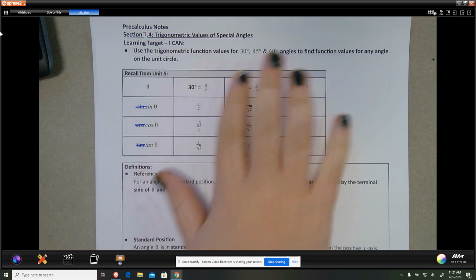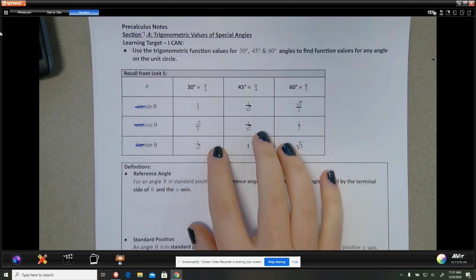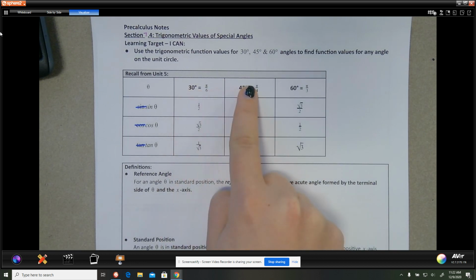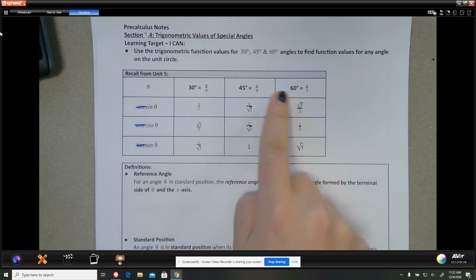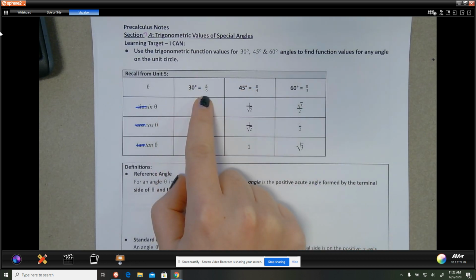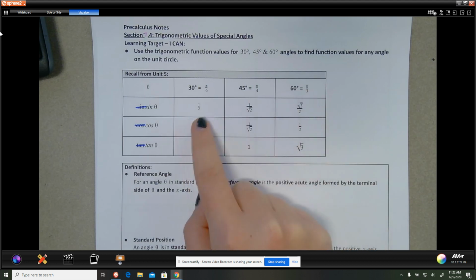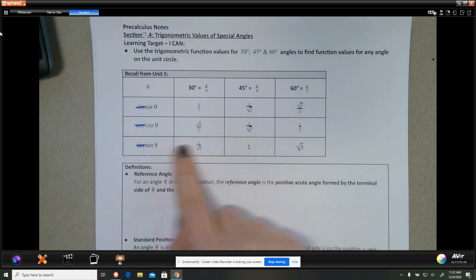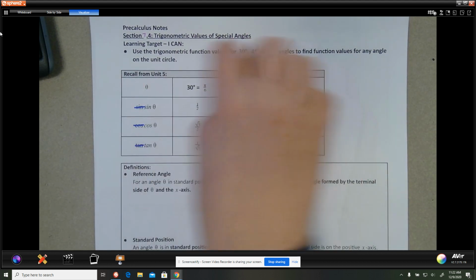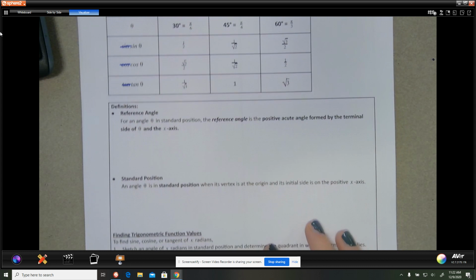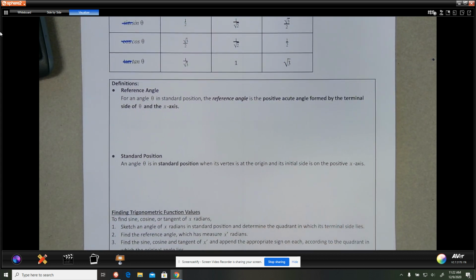But I just started off by giving you, recall that these are values from the unit circle for 30 degrees, 45 degrees, and 60 degrees. And then I wrote what they correspond to in radians. So this is pi over 6 radians, pi over 4 radians, and pi over 3 radians. And here are sine, cosine, and tangent for all of those. So you can use this as a reference throughout this next unit, or this next section, I should say.